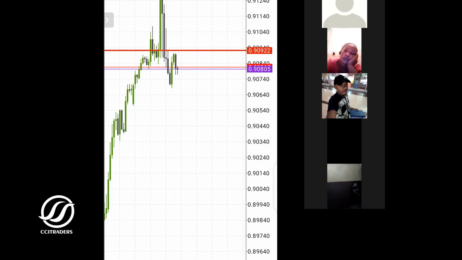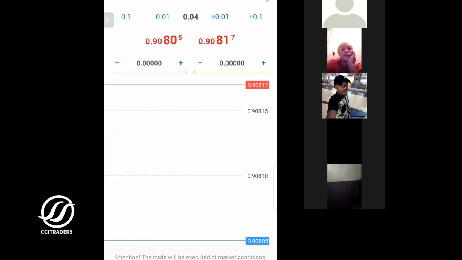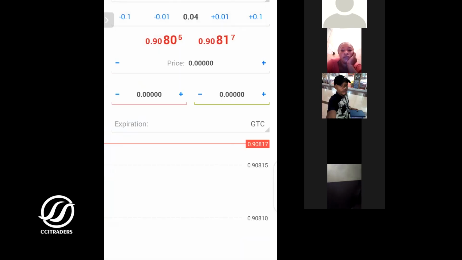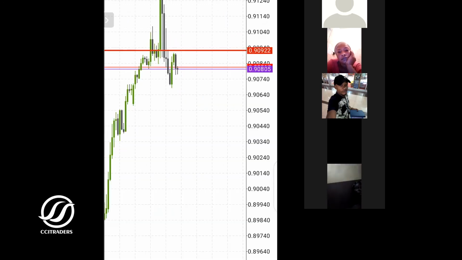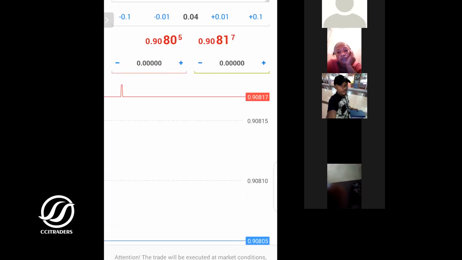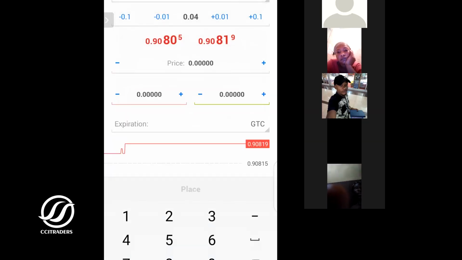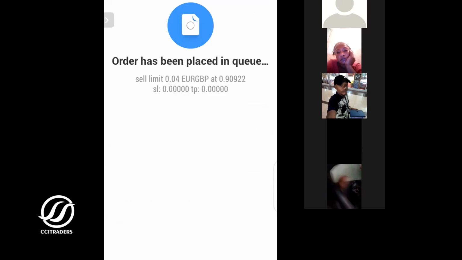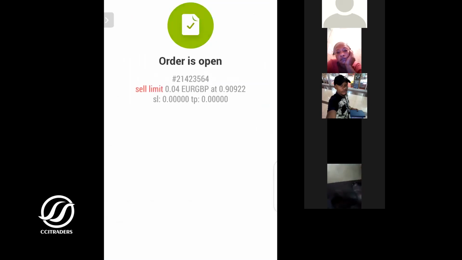So what is the entry price for my sell limit? 0.90922. So that's my entry price for my sell limit.